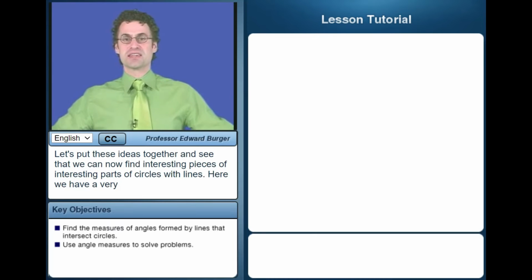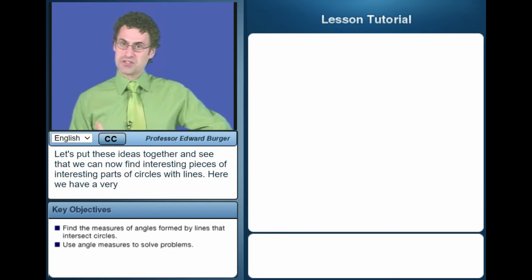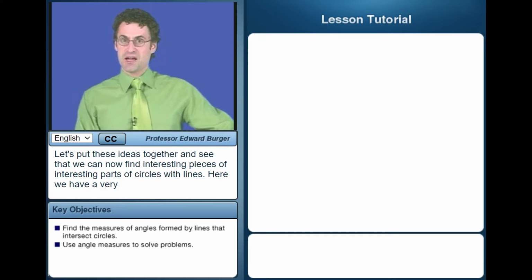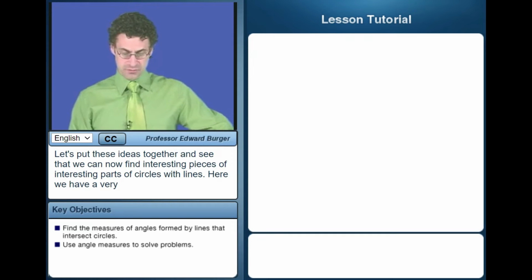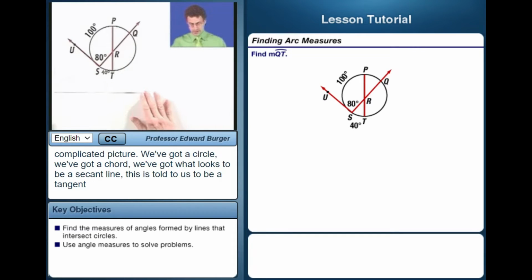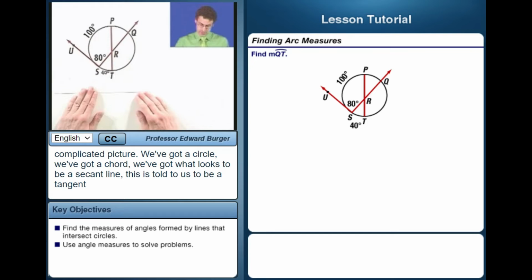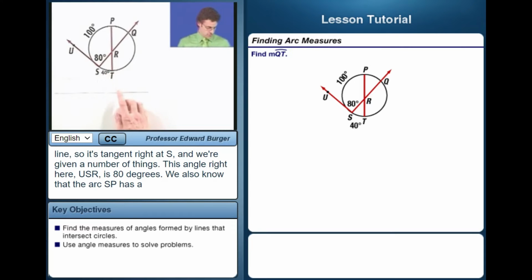All right, let's put these ideas together and see that we can now actually find interesting parts of circles with lines. So here we have a very complicated picture. We've got a circle. We've got a chord. We've got what looks like part of a secant line. This is told to us to be a tangent line. So it's tangent right at S.